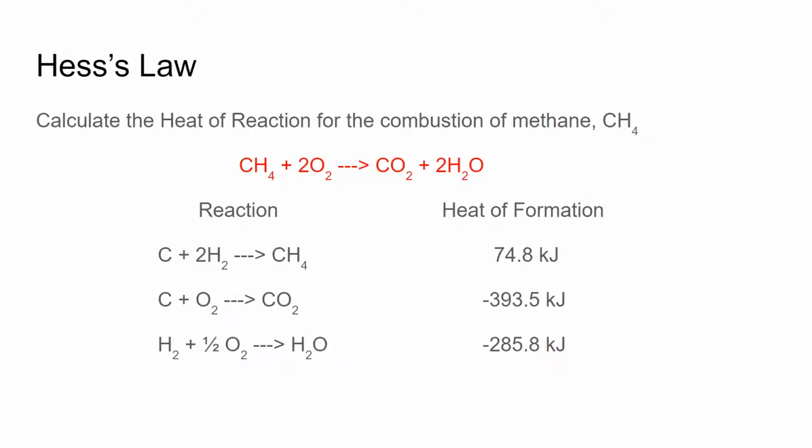So calculate the heat of reaction for the combustion of methane. So methane right here is the one in red. But we know that it takes about X amount of time to actually have the reaction. So in order to find it, we will use these 3 smaller reactions and then make these 3 look like the methane reaction, which is the one in red.